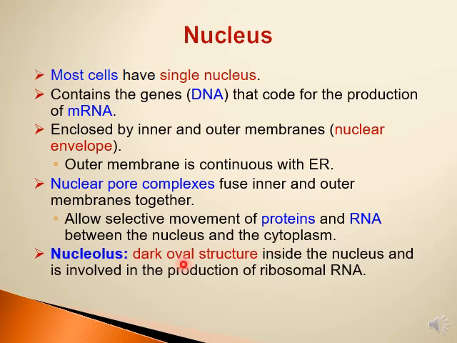The nucleolus is a dark oval structure inside the nucleus and is involved in the production of ribosomal RNA. So it is very important for the production of ribosomes, either the ribosomes that are attached to the surface of the rough endoplasmic reticulum or the free ribosomes that are present in the cytoplasm.